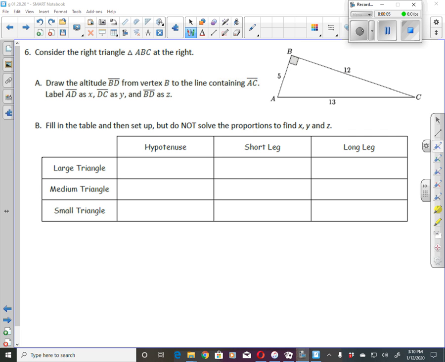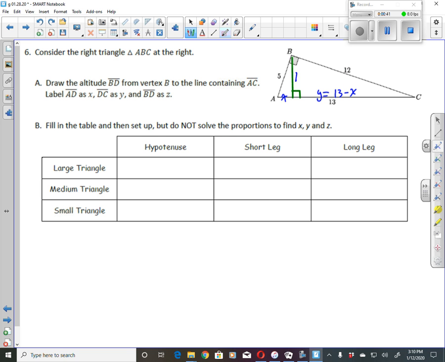Consider the right triangle ABC at the right. Draw an altitude BD from B to the AC. In other words, they're asking us to draw the altitude to the hypotenuse. So we know this is a right angle. Interestingly enough, we now know, like we've done before, we can call this x, and if we want, this is y, but we know y is 13 minus x.